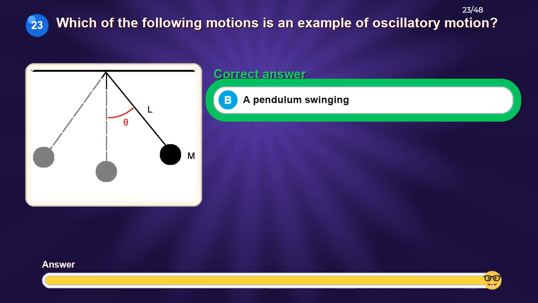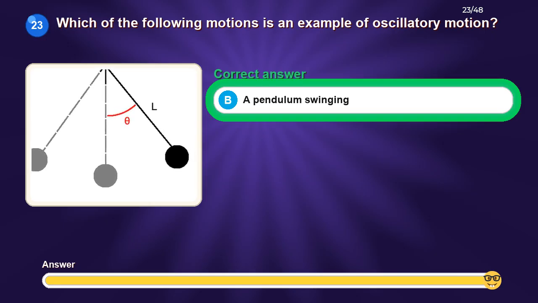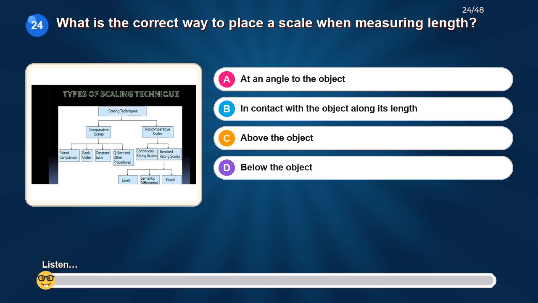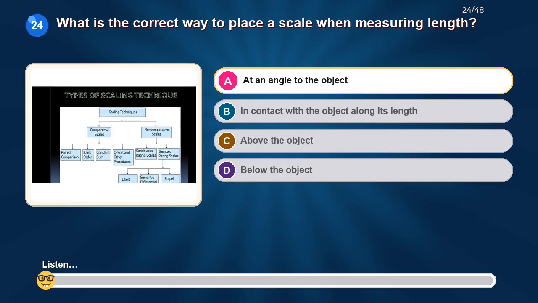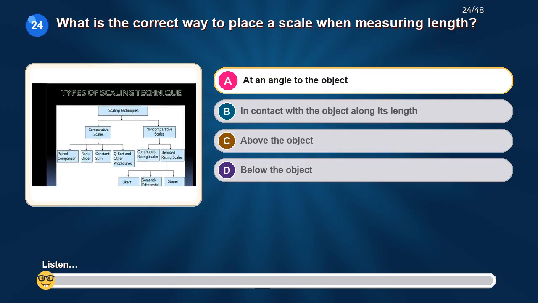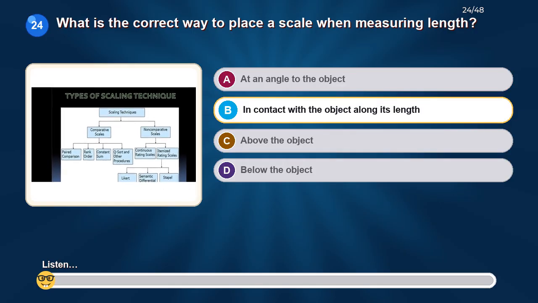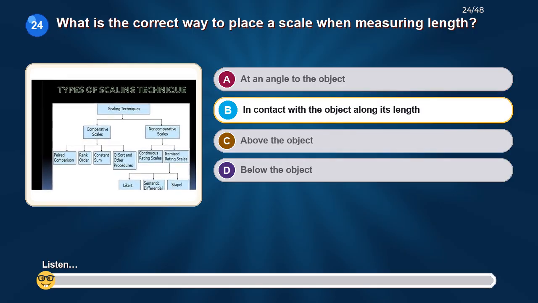The correct answer is a pendulum swinging. What is the correct way to place a scale when measuring length? Option A. At an angle to the object. Option B. In contact with the object along its length.